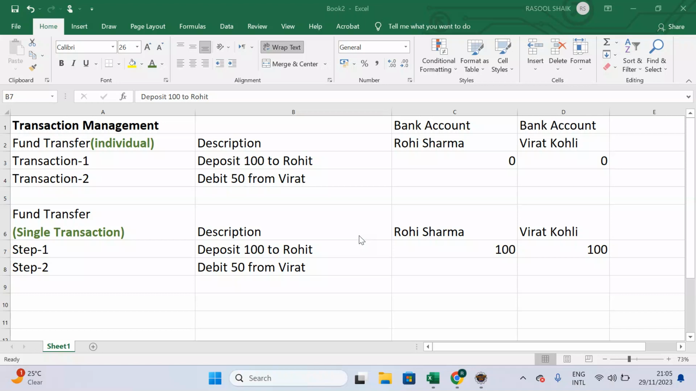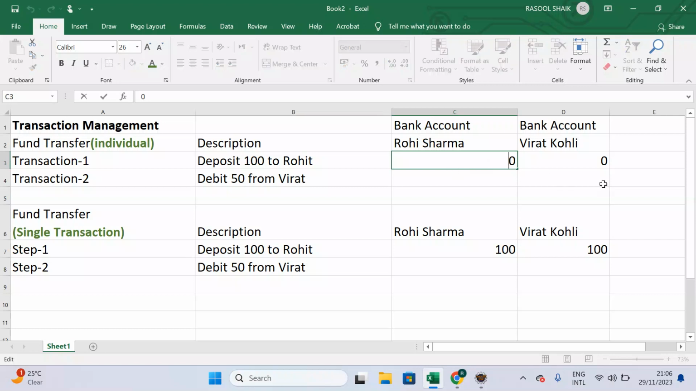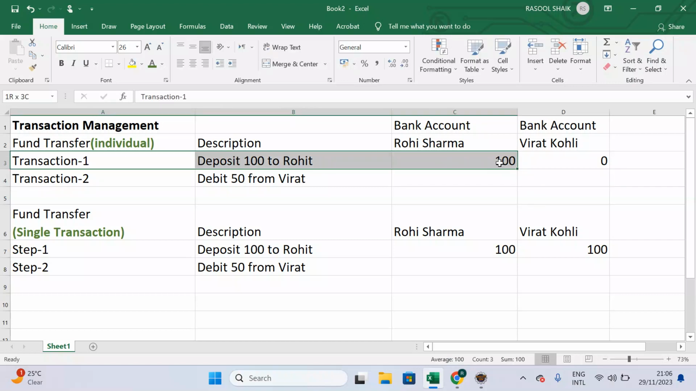Let me tell you one simple example. Let's talk about fund transfer. We have two bank accounts, Rohit Sharma and Virat Kohli. In the first step, in transaction one, we are depositing 100 rupees to Rohit Sharma. Then Rohit Sharma's bank balance will be 100 rupees. So this is nothing but one single transaction.